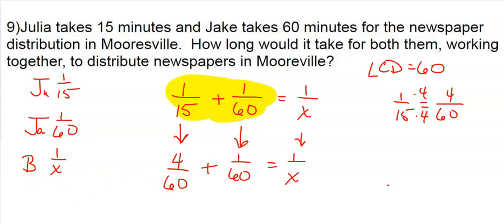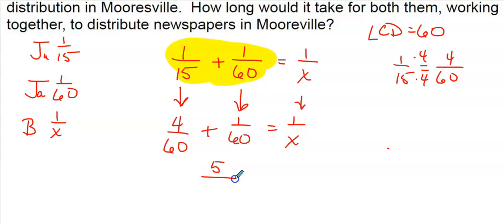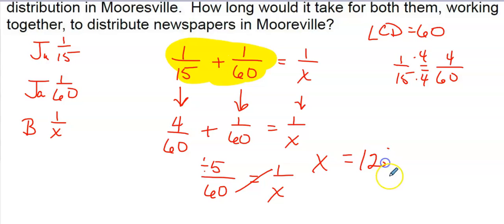4/60 plus 1/60 is 5/60 equals 1 over x. 60 times 1 is 60. And then divide by 5, and that'll give you what x is. 60 divided by 5 is going to be 12, I believe. Yes, that's right. So it is, was it minutes? Minutes.